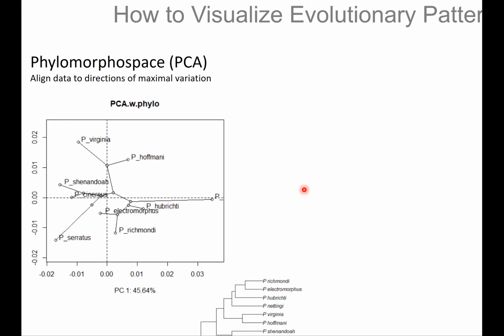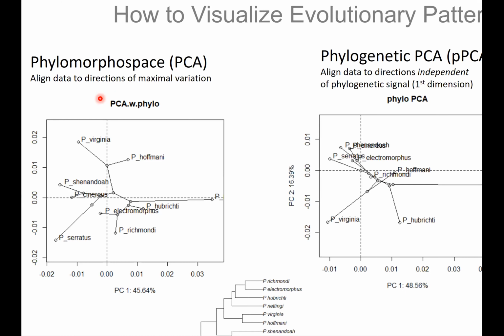And the way that's typically done is using a variety of principal components analysis. So principal components analysis will spin the data around to directions of maximal variation based on something. And the standard way to do this is naive principal components analysis, and then you project the phylogeny into the space. And that's called a phylomorphospace. You have an example of this on the left here. And so that's just a basic PCA with the phylogeny projected into it.